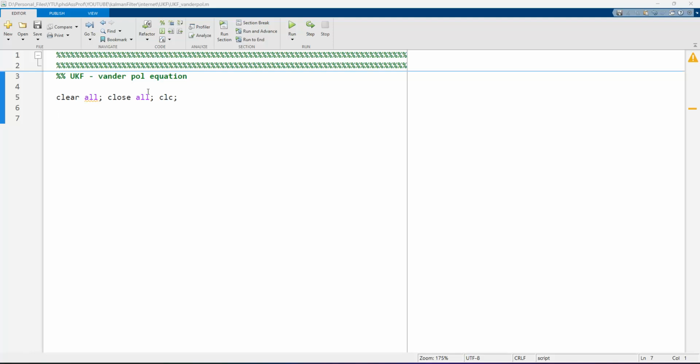Hi everyone. In this lesson, we will implement the van der Pol equation, which is nonlinear, on the unscented Kalman filter implementation. Okay? And so, first of all, we need to give the parameters.